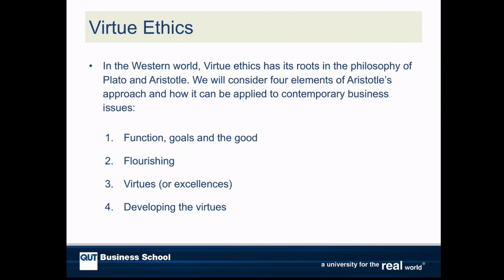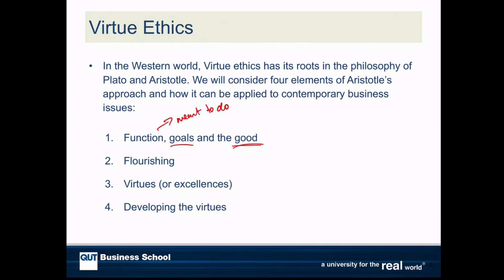So virtue ethics goes back to the ancient Greeks, particularly Plato and Aristotle, and we're going to look at four components of Aristotle's approach. First, we've got to work out the idea of function, or what something's meant to do, so it's function. The goals when you have that function, and what a good function is. Okay, how do we know that something is very functional?